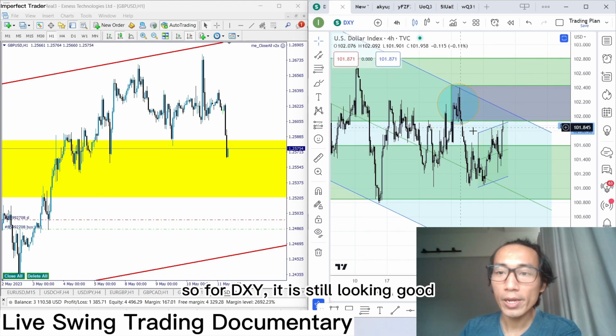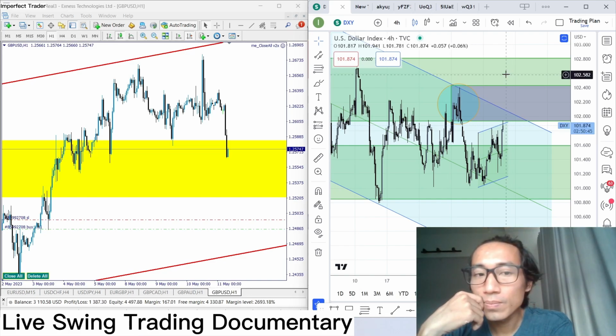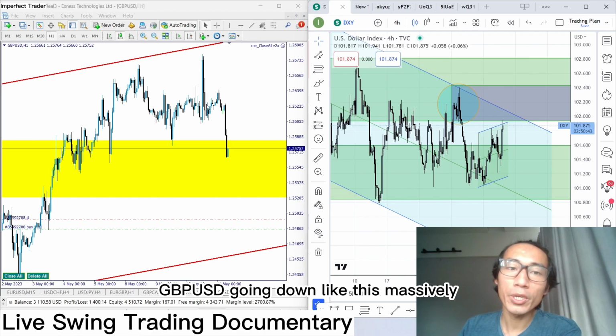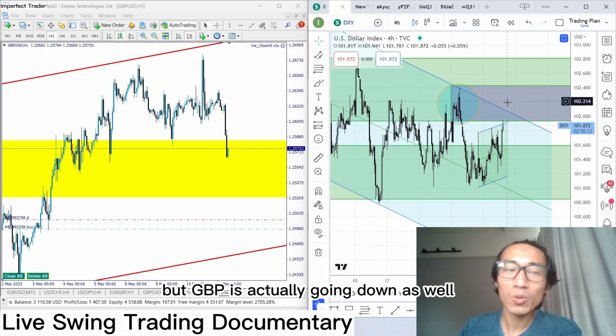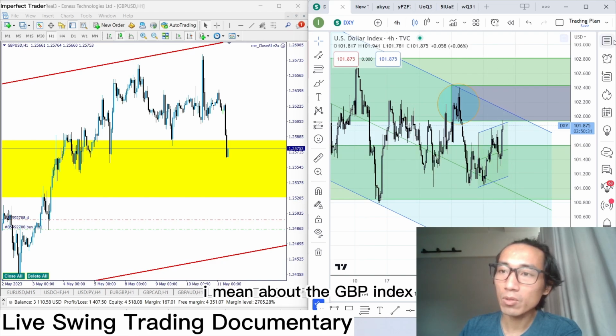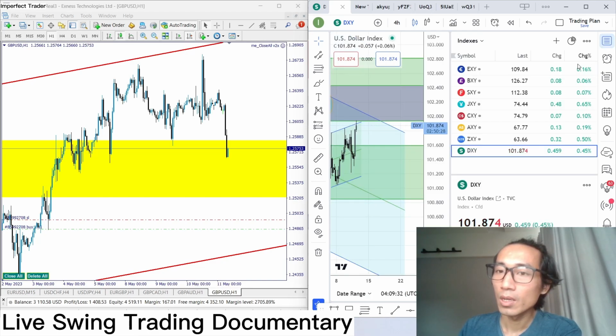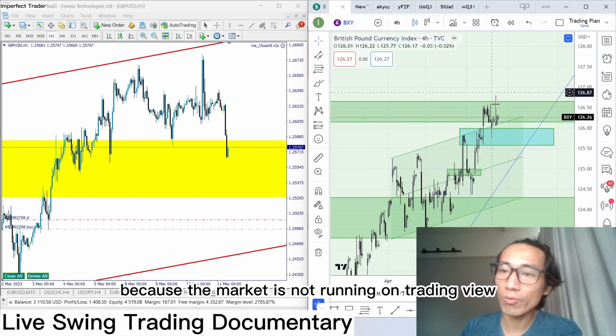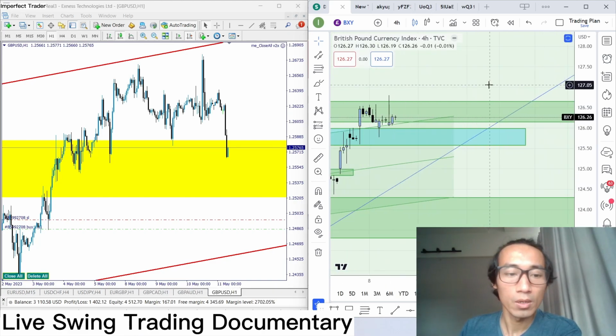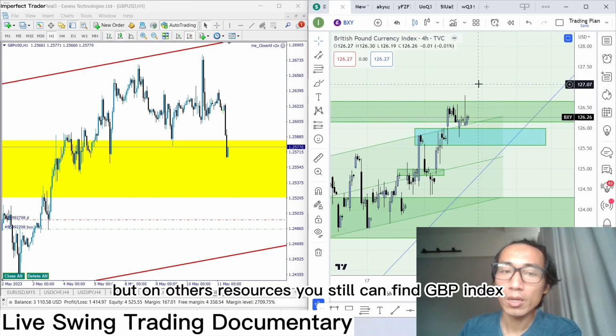So for the XY, it's still looking good. One of the reasons that GBP USD is going down like this massively is because not only did the USD index go up, but GBP is actually going down as well. I mean the GBP index. Even right now, we cannot see it on TradingView because the market is not running, but on other sources, you can still get the GBP index.